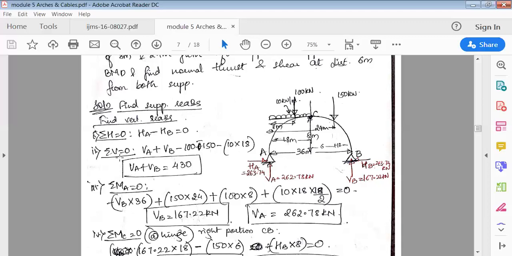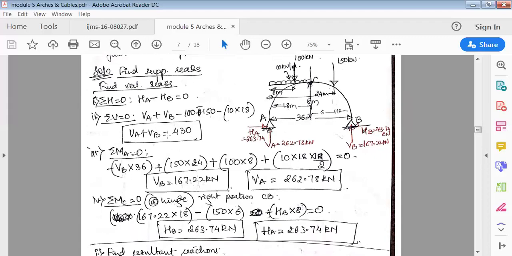Okay, so now vertical forces, VA and VB are acting upward, so positive, then minus, these loads are acting downward, so minus 100, minus 150, then there is a UDL here. Now because it's a UDL, it is acting over exactly half of the distance on the left span. So it is 10 into 18 meter. Half of 36 is 18. So 10 into 18, because it's a UDL, you have to multiply load with the distance. So these are all the vertical forces. So solve this, you'll get VA plus VB.